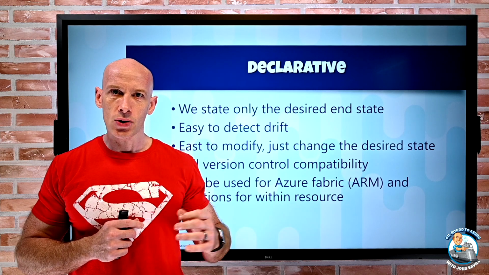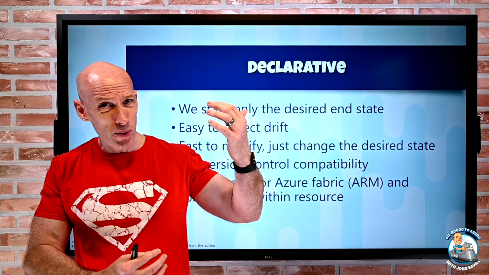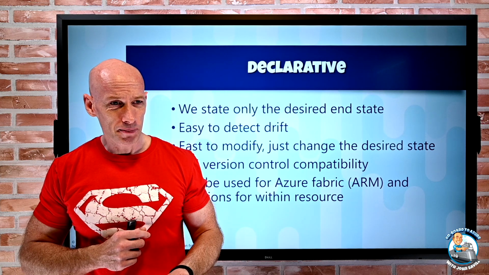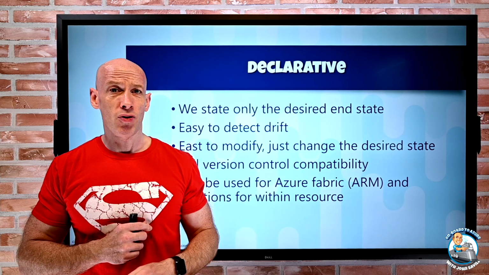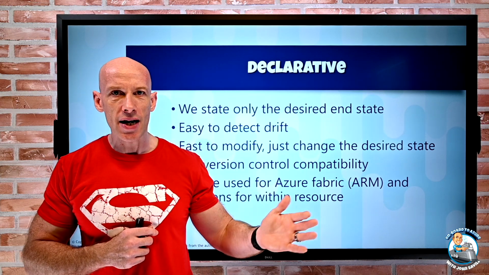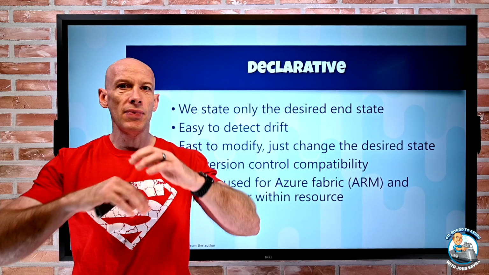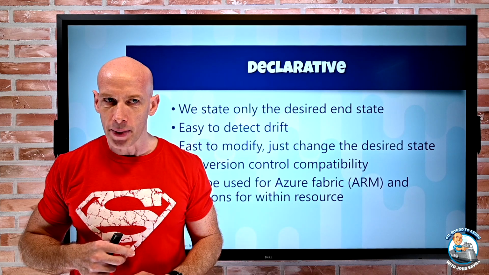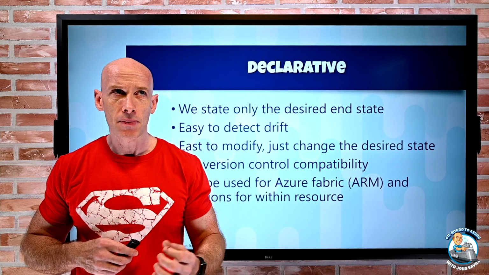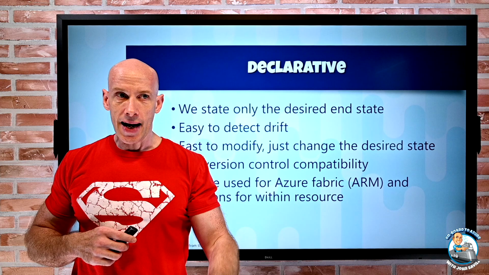One of the pain points with ARM is it's very verbose. It's not that friendly to look at. Terraform also has providers, yes, for Azure, but for AWS, for Google Cloud, for Kubernetes, for VMware. It can deploy across different environments in a very consistent fashion through these providers it has.